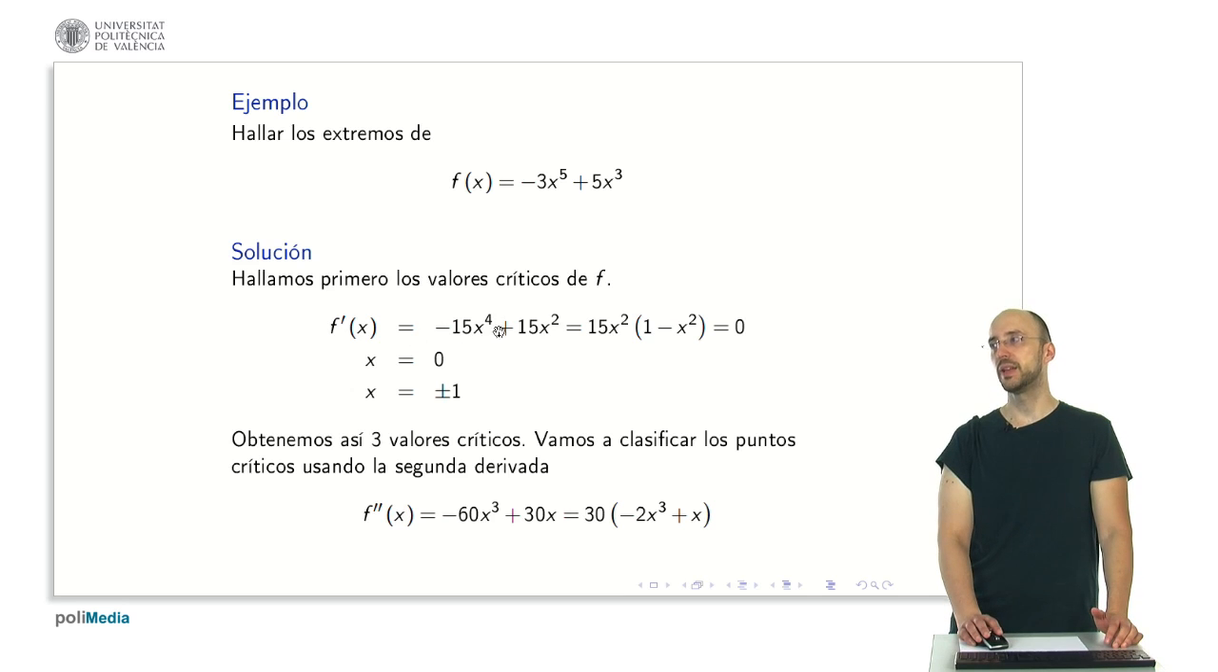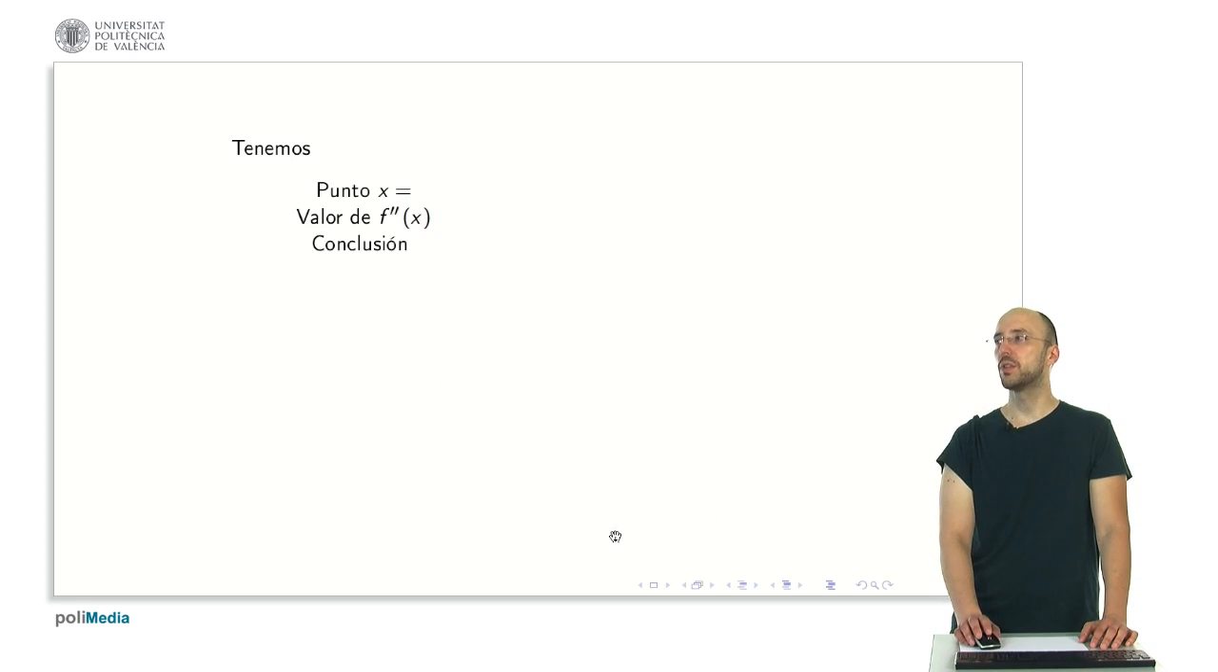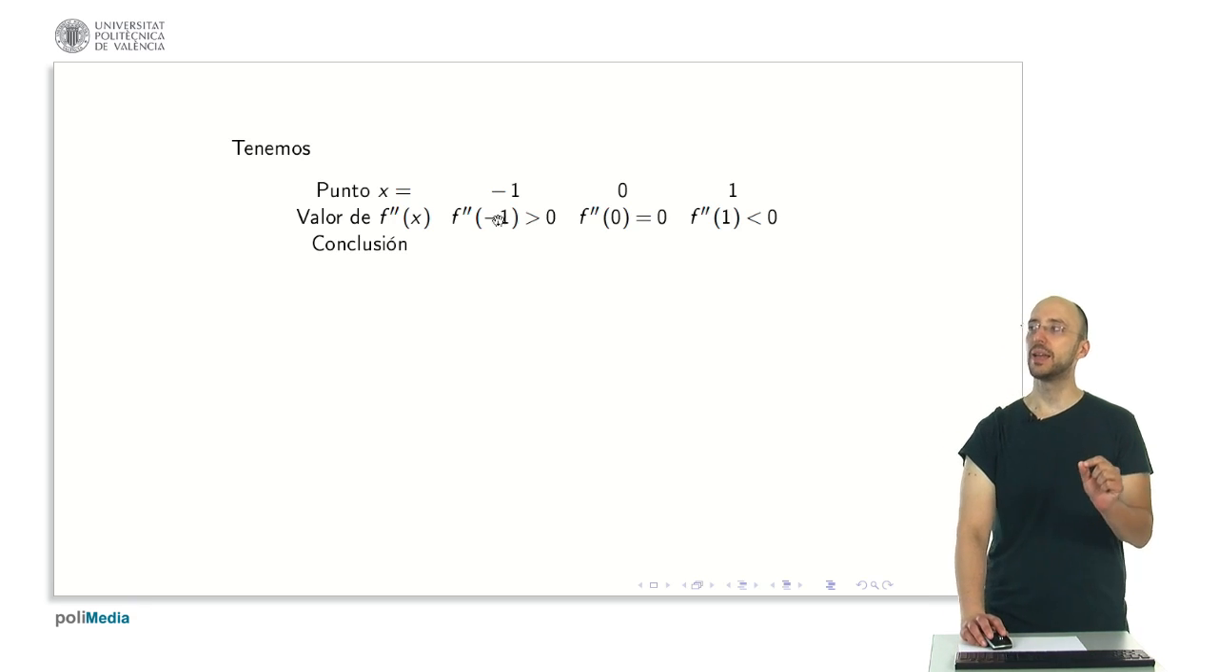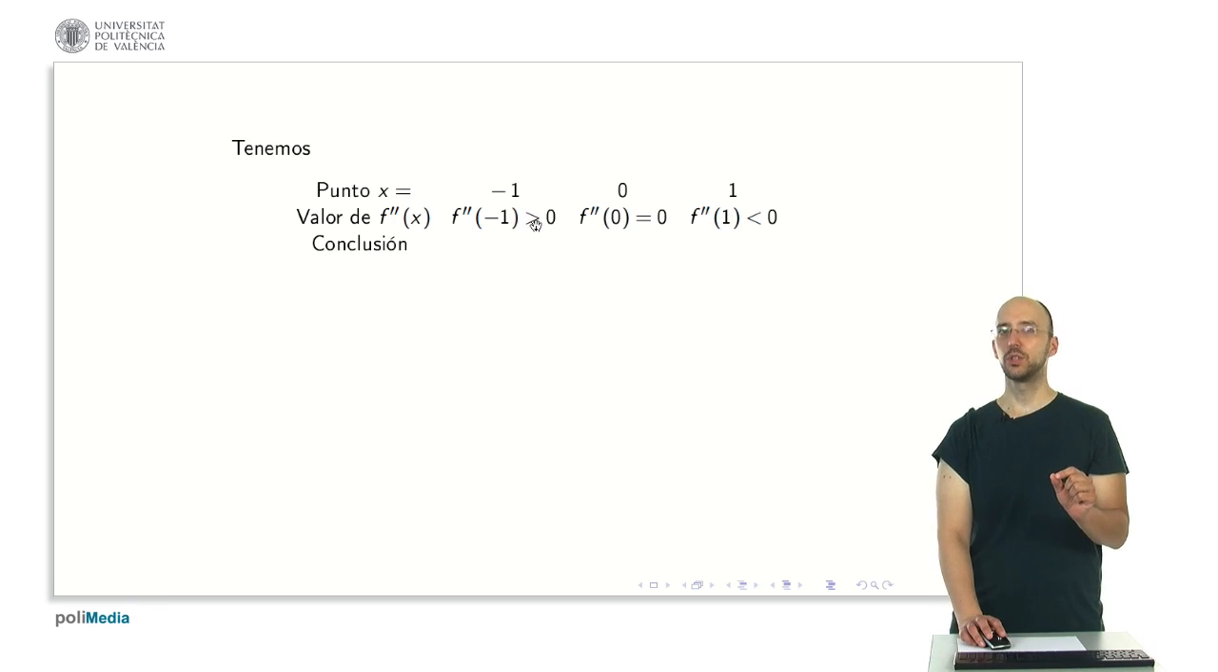Since it's a polynomial, it's quite straightforward to differentiate. In fact, I've already differentiated it. It simplifies to minus 60 times x cubed plus 30 times x. Now, let's evaluate the critical points we obtained earlier with the second derivative. We find that for minus 1, the second derivative is positive. For 0, the second derivative is 0. And for 1, the second derivative is negative.